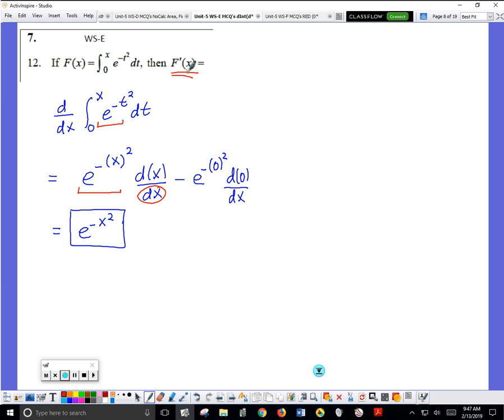Then I just finished the rule. Same thing again, integrand with the lower limit plugged in, times the derivative of the lower limit. This becomes 0, this is 1, that's it. Questions? Cool. Okay, we better move on to the new stuff.